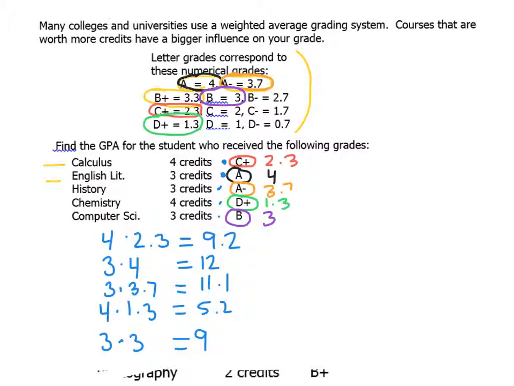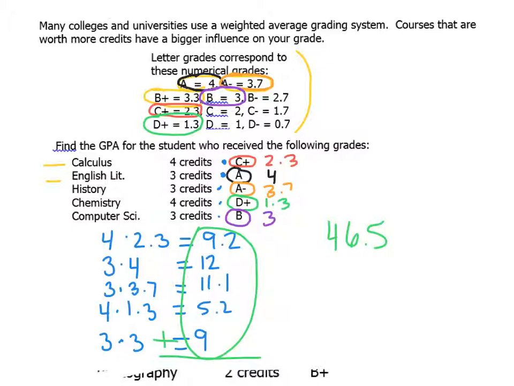So then the next thing you do is you add up all of these numbers. Okay, so you add up the totals, 9.2 plus 12 plus 11.1 plus 5.2 plus 9. So when you total them up, you get 46.5.